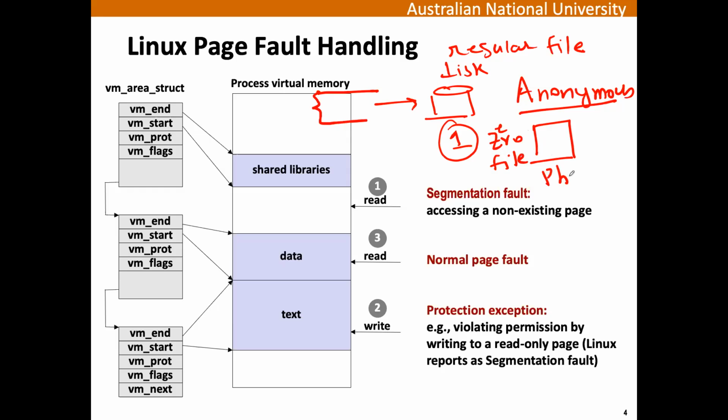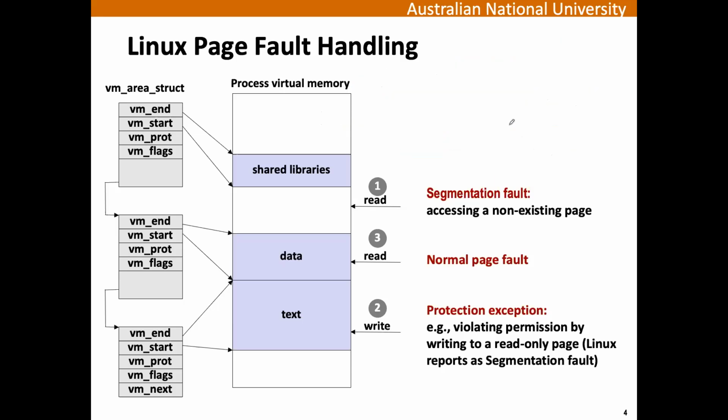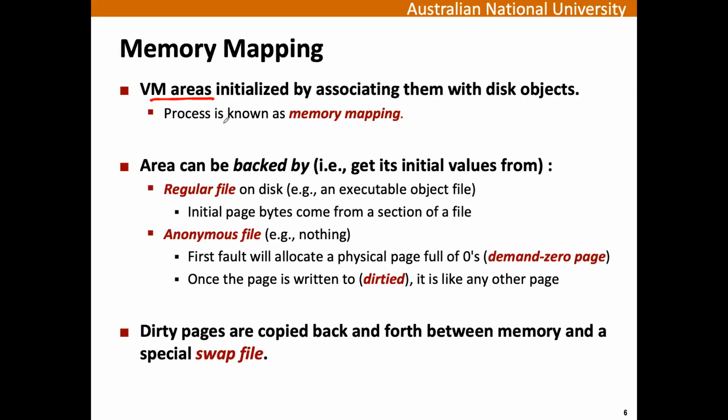It's in physical memory, and this is called an anonymous file. So you can map a virtual area to a file on disk, or to an anonymous file. So we can create a memory mapping by associating with disk objects, and we can back the area by a regular file or anonymous file.